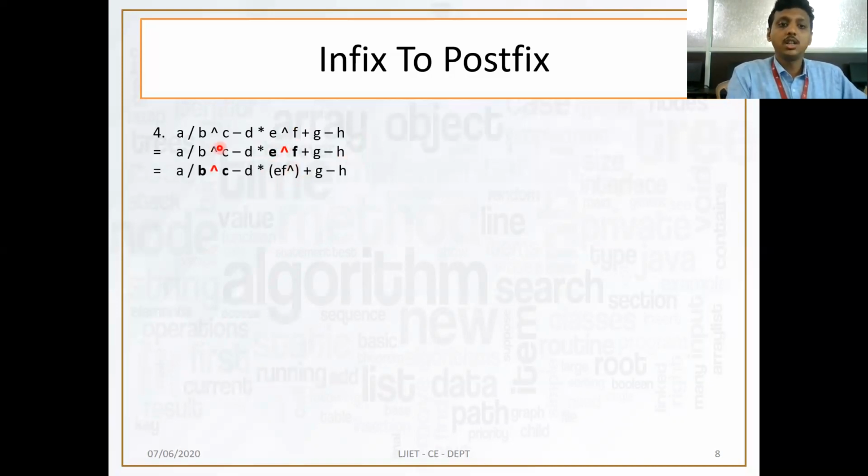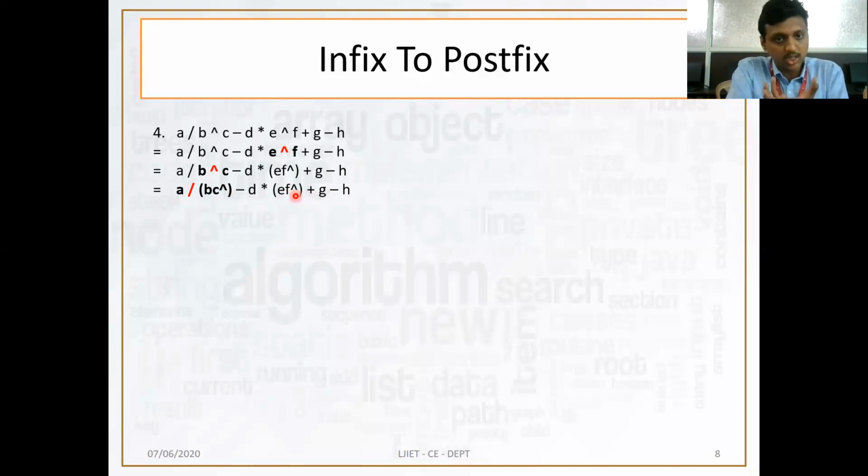Okay. Now the next is B caret C. So we will execute B caret C. Now see, I am not removing brackets from E F caret and B C caret, because that term is executed. So I can understand that it is an operand, not an operator. That's why I'm putting the brackets. Bracket is for the security purpose. That bracket shows that this term has already been executed.